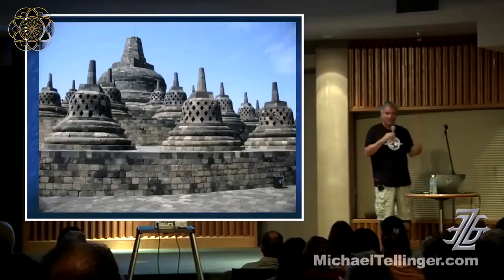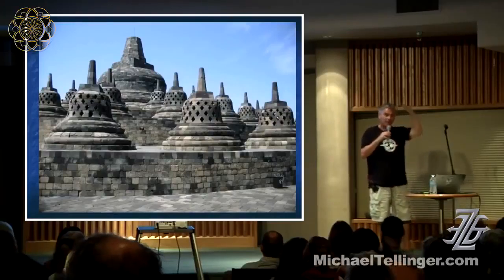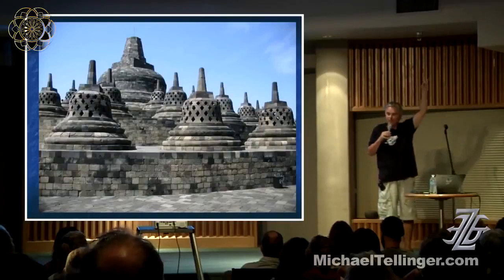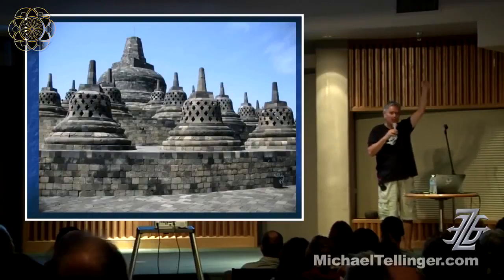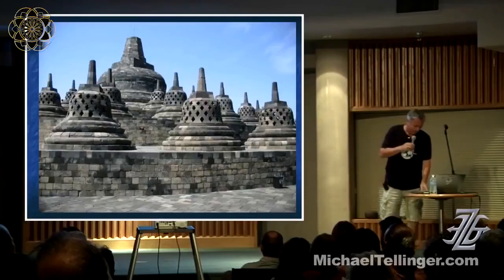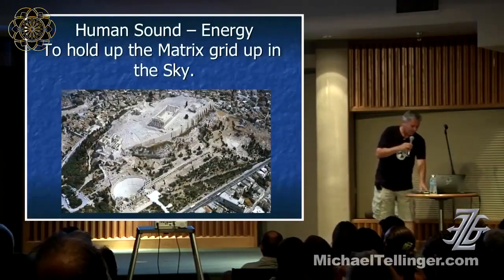So it seems like these are the devices that keep this energy grid up in the sky. And possibly this is a matrix that keeps us enslaved and dumbed down and unaware of what's going on outside of our own planet. What is actually out there? What are we looking at when we look up at the sky? As I said, I no longer believe anything that NASA shows me. And it seems that the human sound was actually the source of the energy that holds up the matrix in the sky.